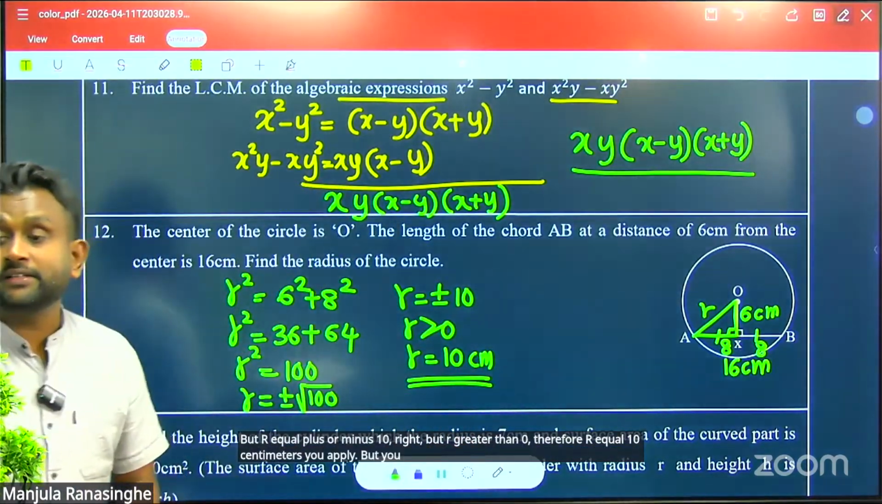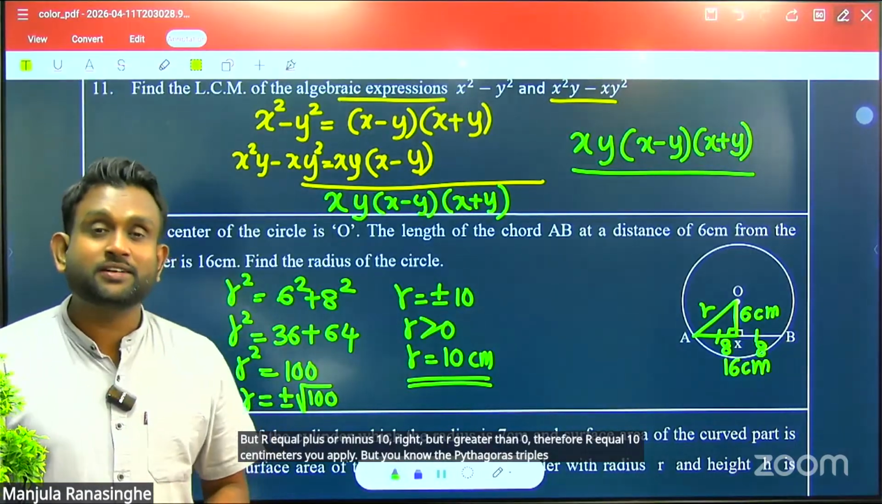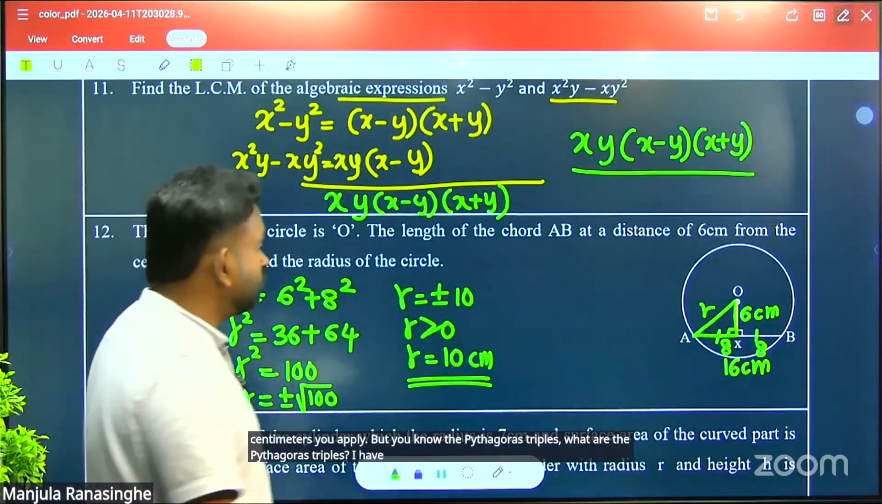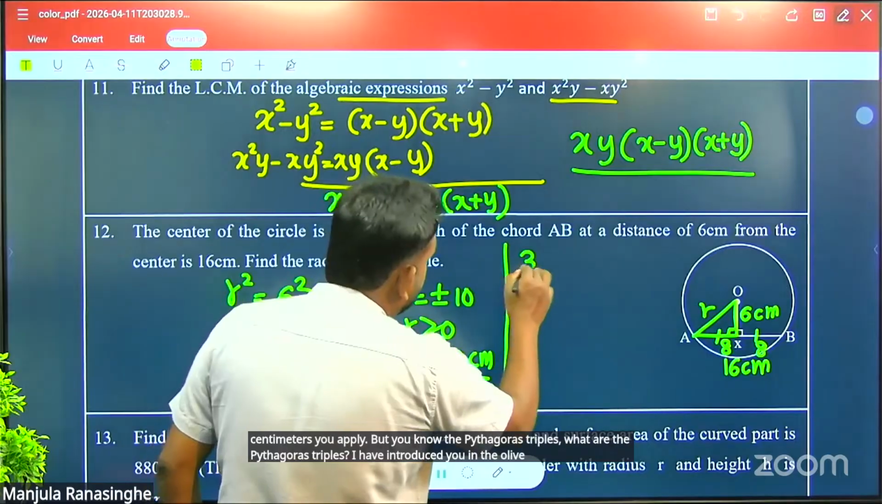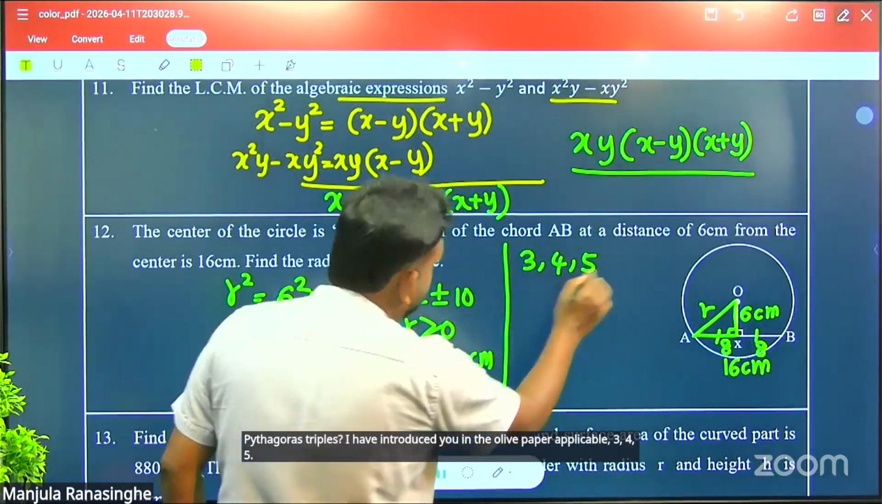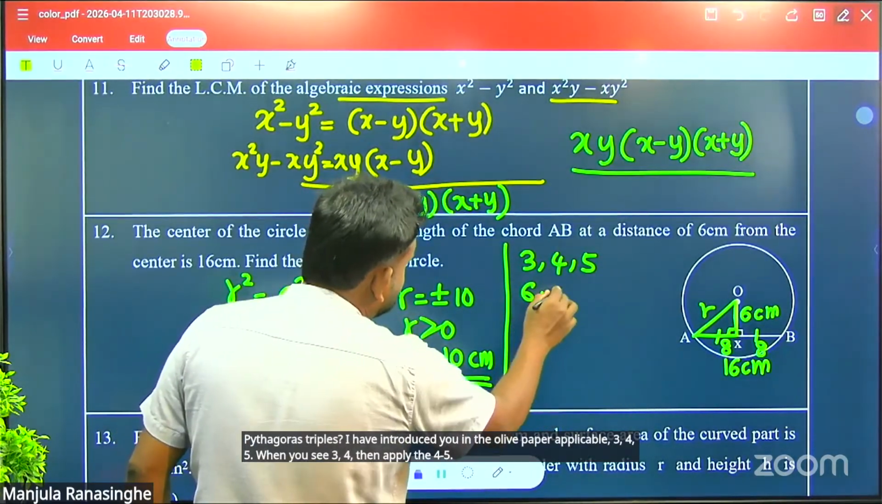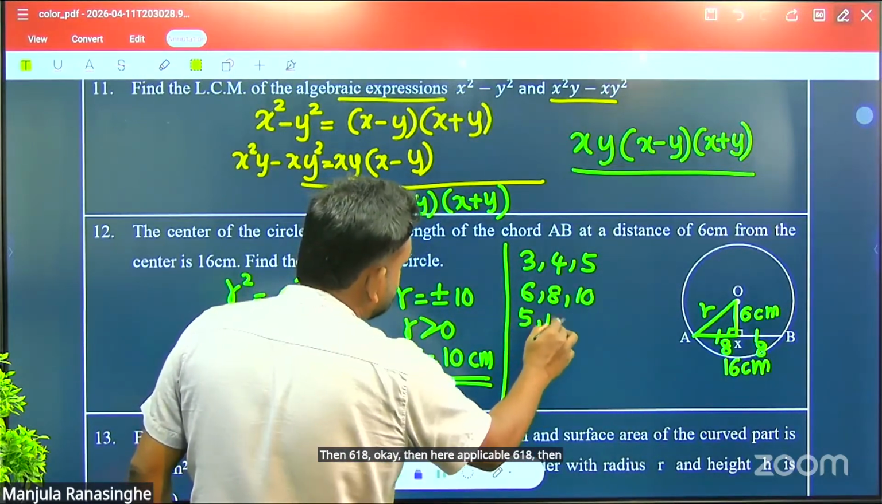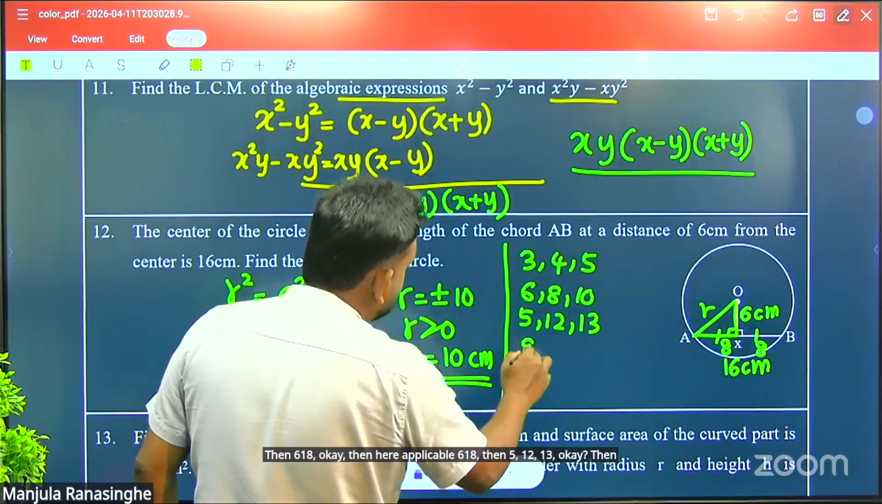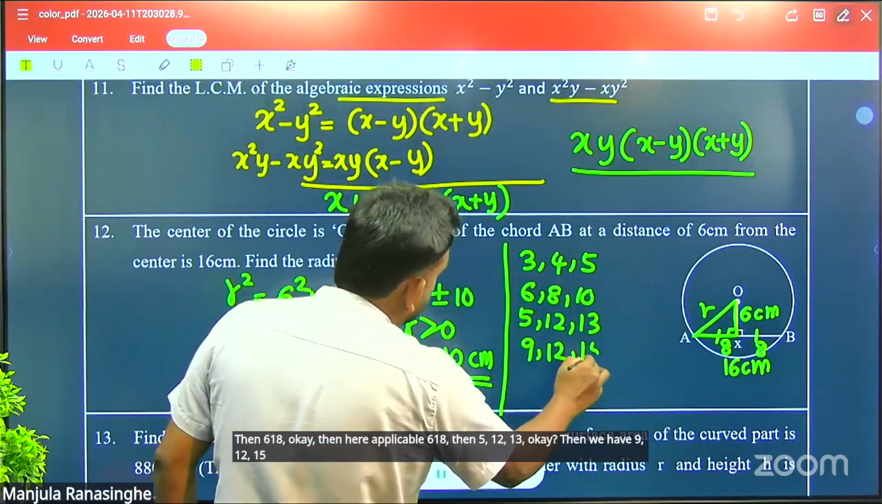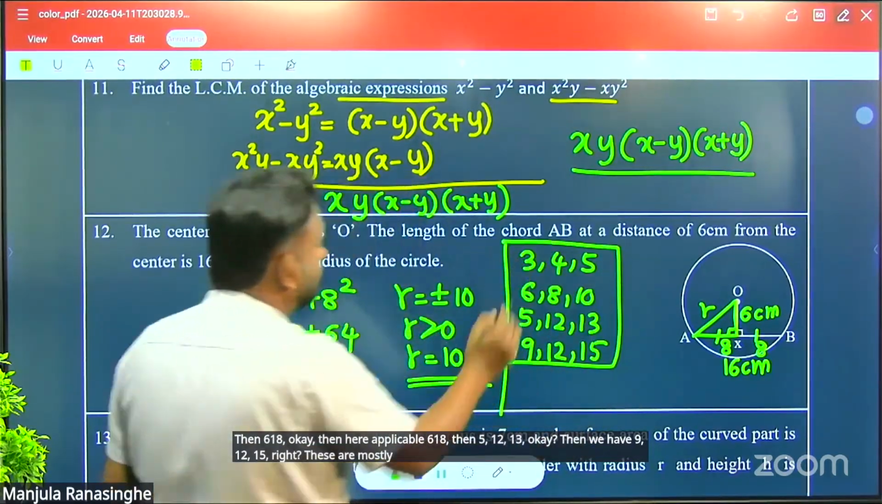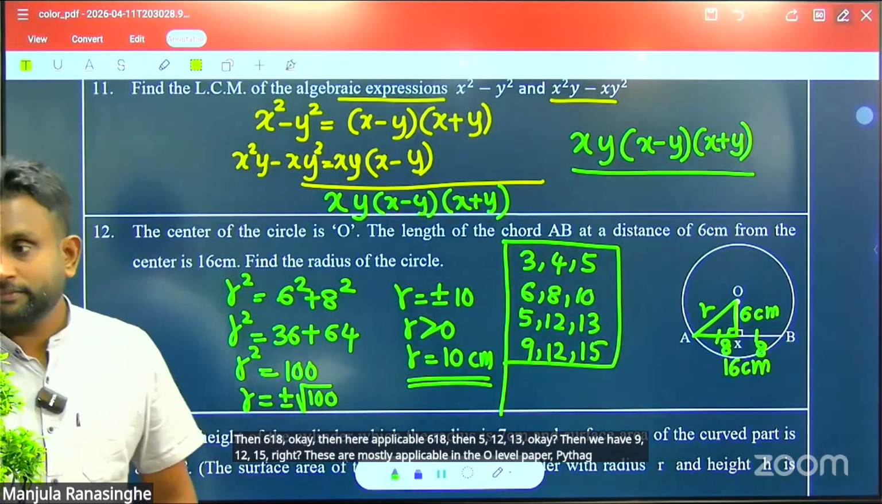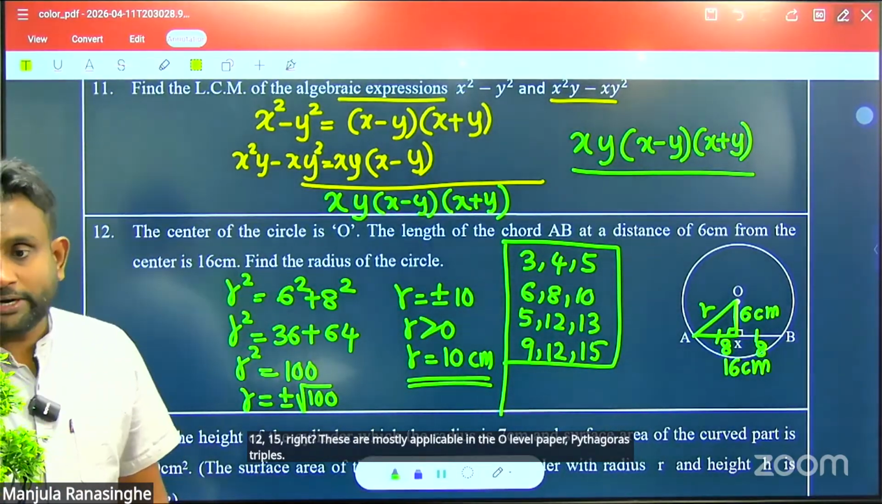But you know the Pythagoras triples. What are the Pythagoras triples? I have introduced you in the O-level paper. Applicable 3, 4, 5. When you see 3, 4, then apply 5. Then 6, 8, 10, then here applicable 6, 8, 10. Then 5, 12, 13. Then we have 9, 12, 15. These are mostly applicable in the O-level paper, Pythagoras triples. Note down then.